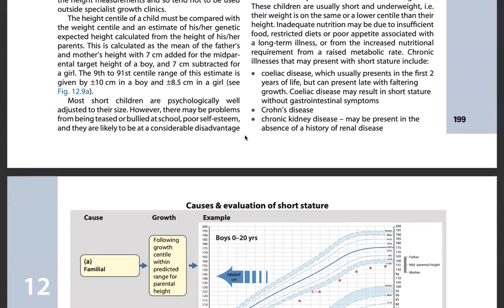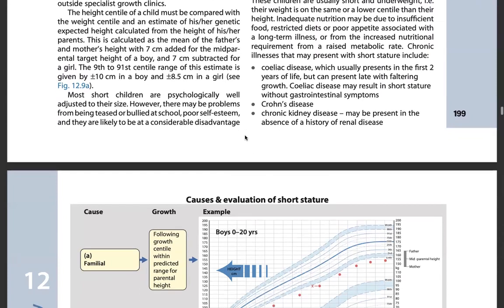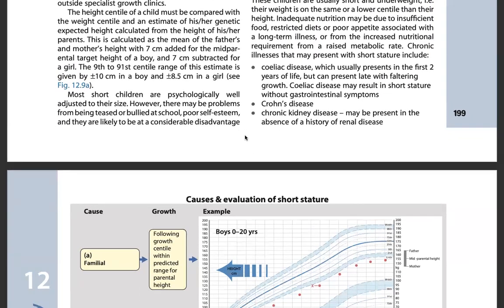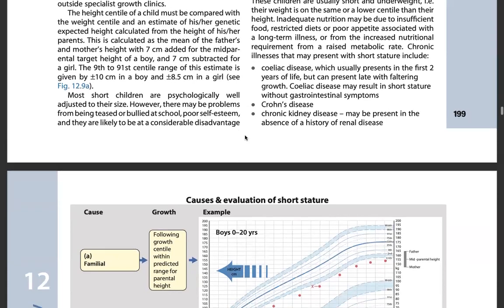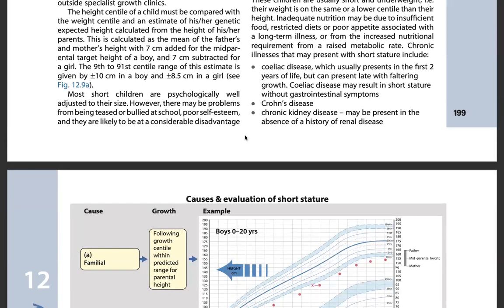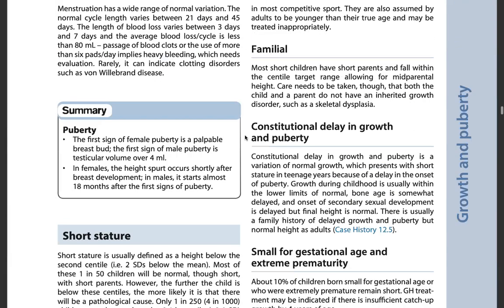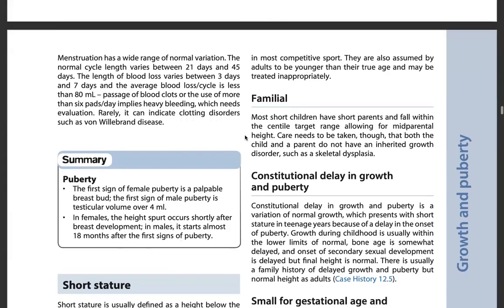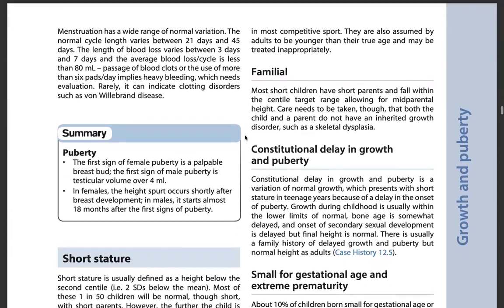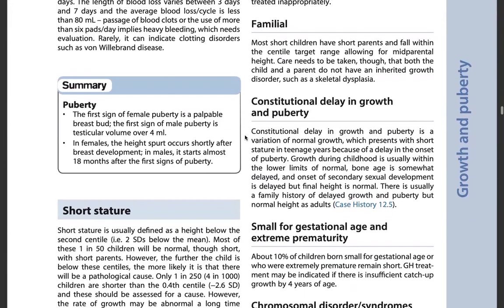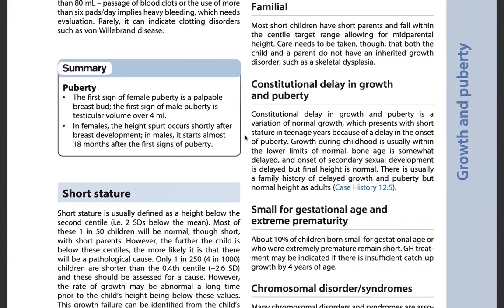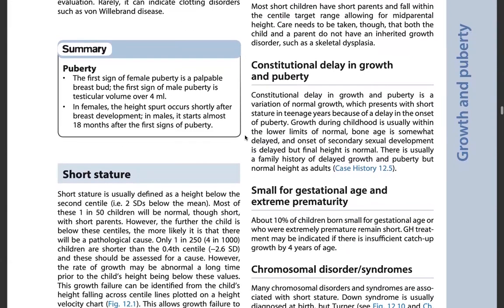Most short children are psychologically well adjusted to their size. However, there may be problems from being teased or bullied at school, and poor self-esteem, and they are likely to be at a considerable disadvantage in most competitive sport. They are also assumed by adults to be younger than their true age and may be treated inappropriately. Familial: most short children have short parents and fall within the centile target range, allowing for mid-parental height.